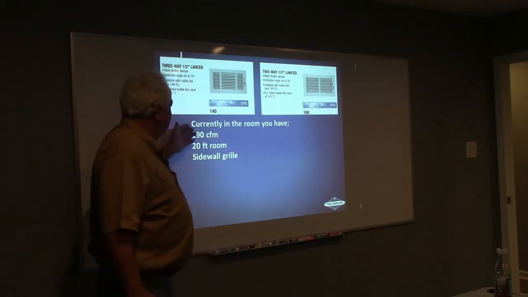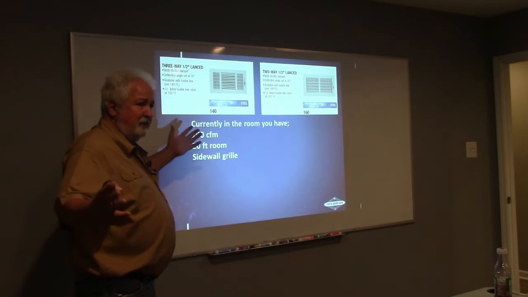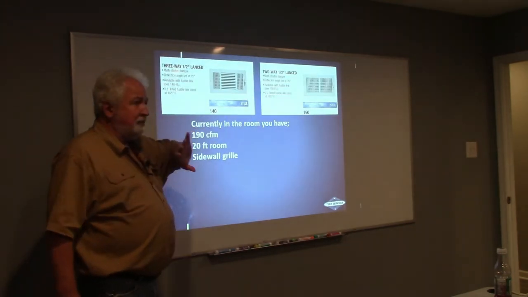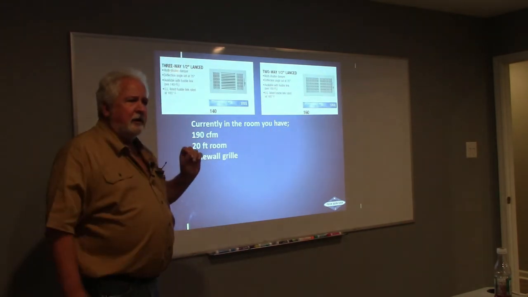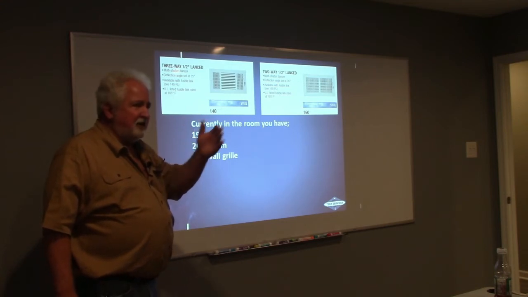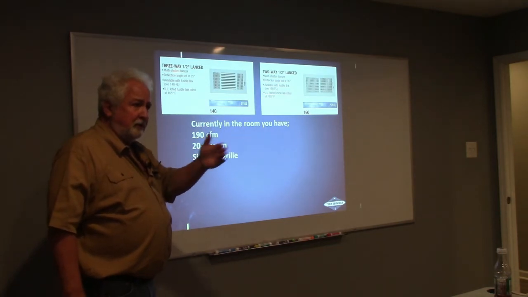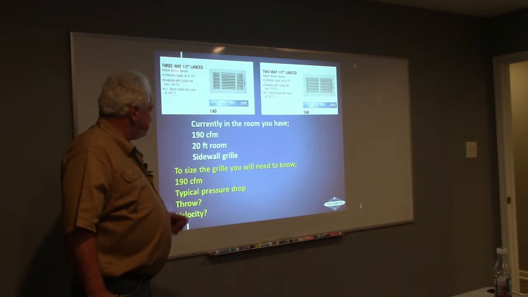Well, if I have a room and I need 190 CFM in there, and the room is 20 feet wide, I'm going to have to throw that air 20 feet, right? Or no, I don't throw it 20 feet, I throw it 16, somewhere around 15 to 17, two-thirds to three-quarters, right? Okay, and it's a sidewall grill. So let's look at the deal.